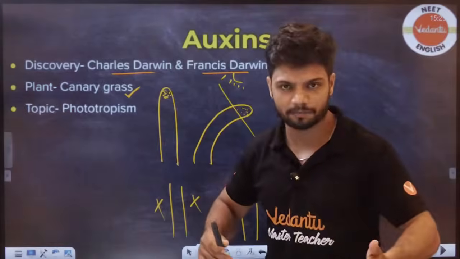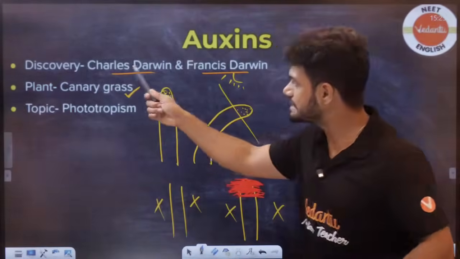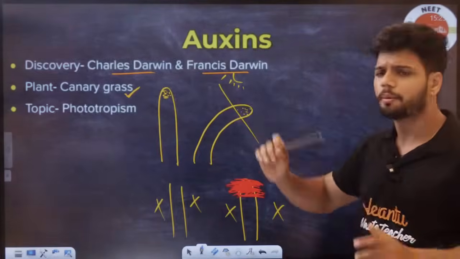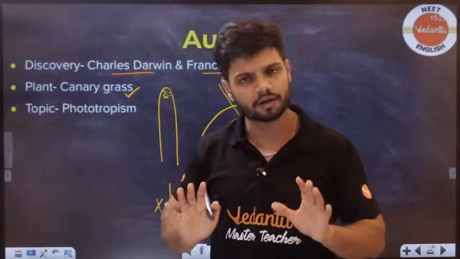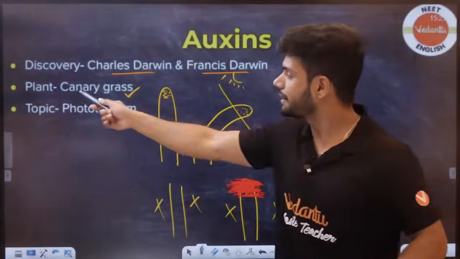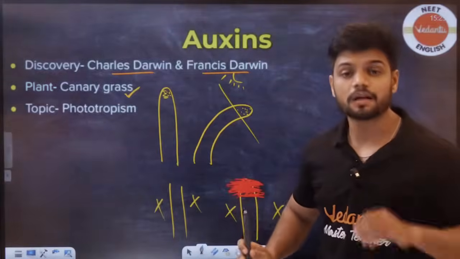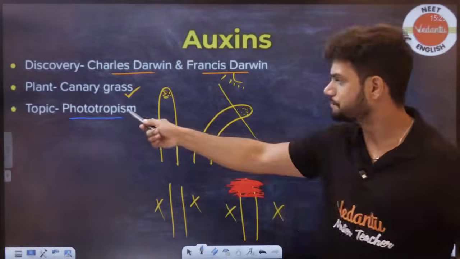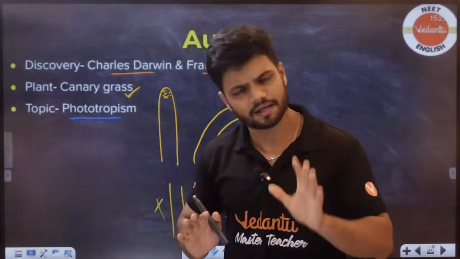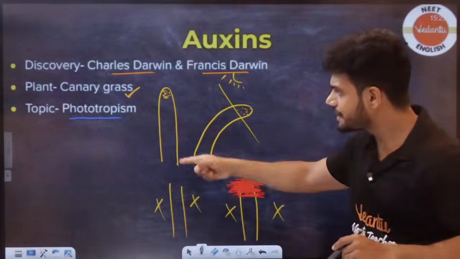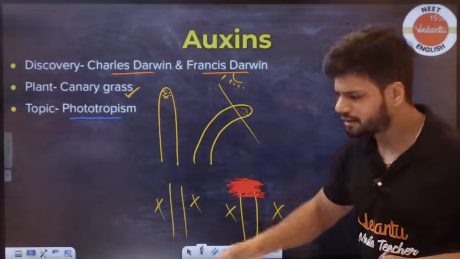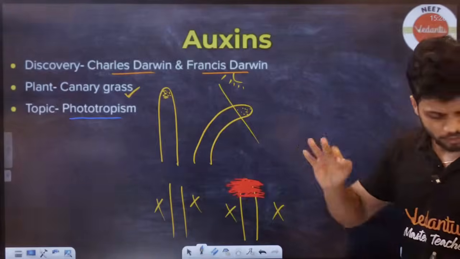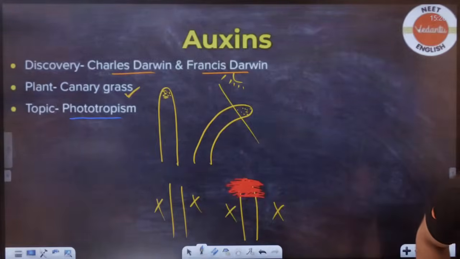Now students, in auxin, let's talk about the discovery. Who discovered auxin? Auxin was discovered by Charles Darwin and Francis Darwin, father and son. Both of them discovered the auxin hormone, right? In which plant? In canary grass they discovered it. Now, how did they discover it? What was the experiment called? It was called phototropism. Now, what was the experiment? Let's understand. Let's say this is a canary grass here, and they noticed that this canary grass is growing towards the sunlight. They noticed that. Okay.